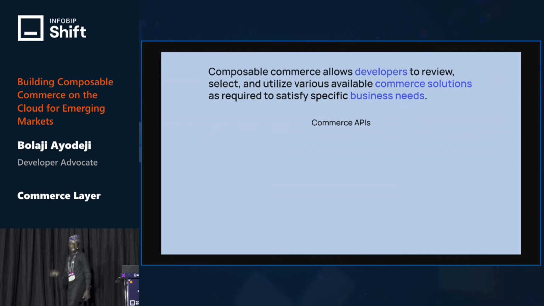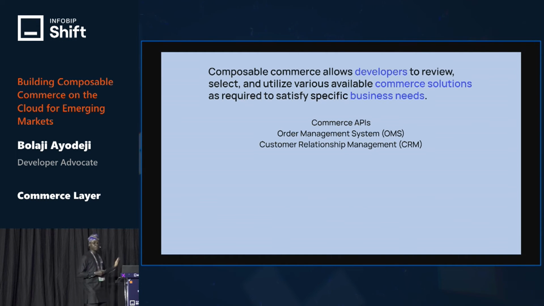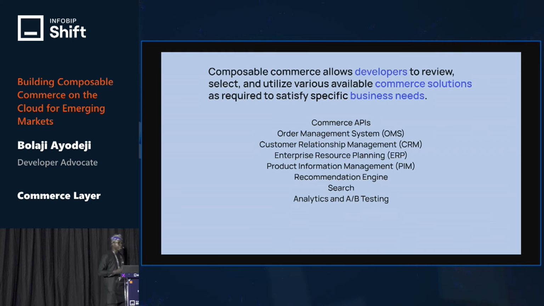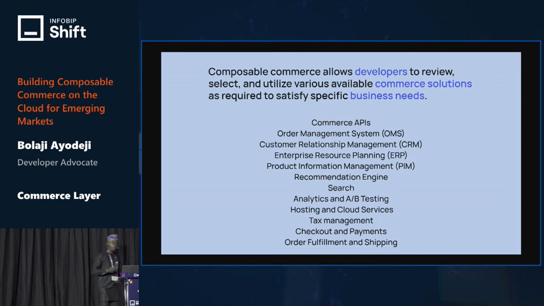And what that means is you can have commerce APIs, you can have other management systems, customer relationship management, ERPs, product information management, recommendation engines, search, A/B testing, hosting and cloud services, tax management, checkout and payments, order fulfillment, and every single thing you can think about that goes on in an e-commerce platform, right?